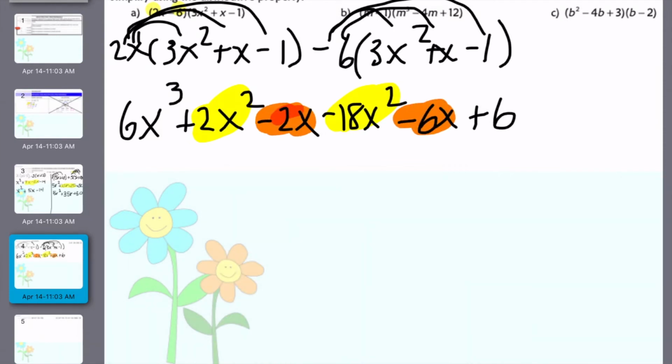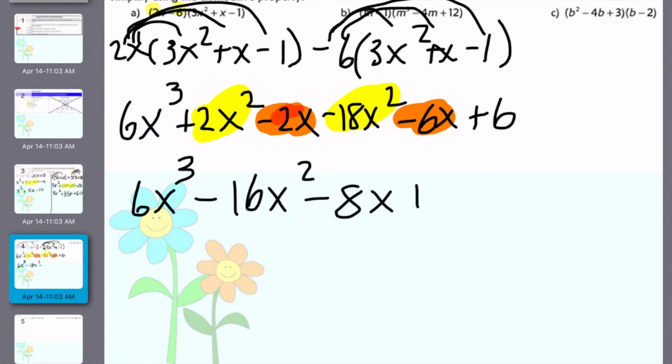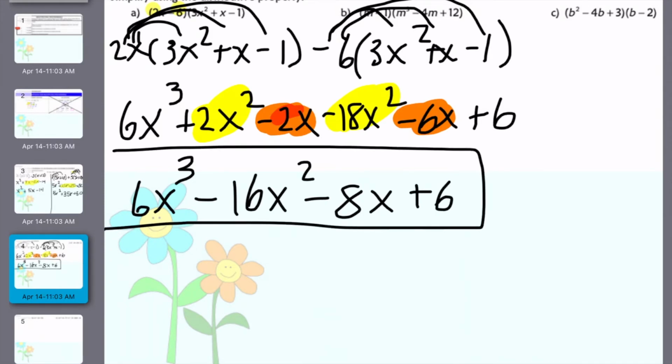So I'm going to go forward. I identified my like terms, so I know that I'm going to have 6x to the third still. 2x squared minus 18x squared is going to give me minus 16x squared. And negative 2x minus 6x is going to give me minus 8x. And my constant plus 6 stays the same. And that's going to be my final answer for question A.